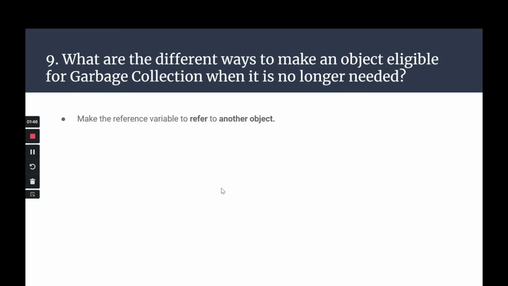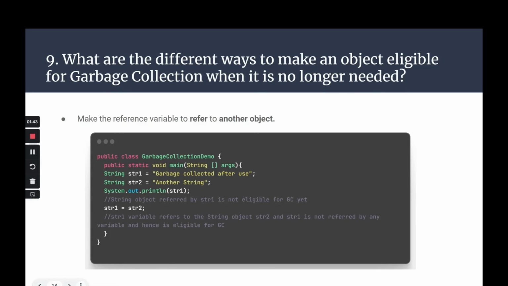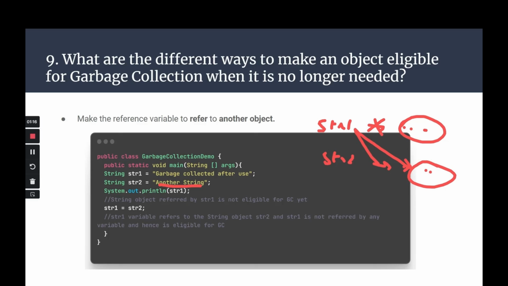You can make the reference variable refer to another object. So see this. str1 is pointing to str2. Initially str1 was pointing to something, and str2 was pointing to something. Now str1 is pointing to str2. So this reference is being broken, and now str1 is actually pointing to this particular object. So both str1 and str2 are pointing to this object, which is another string. So obviously this object, which was earlier pointed to by str1, is now eligible for GC because it is not holding any active reference. No reference is pointing to this particular object. So it can be garbage collected, right?